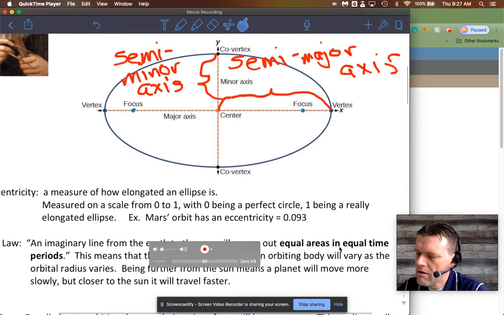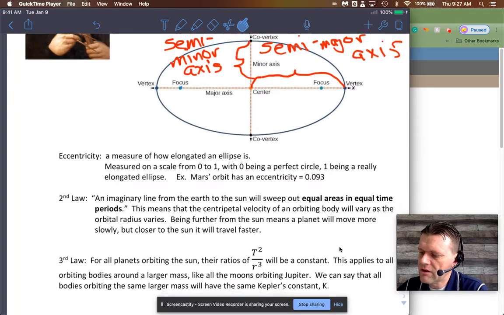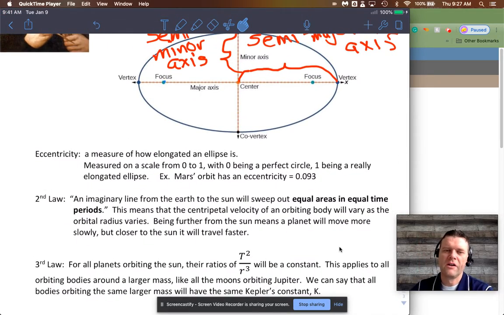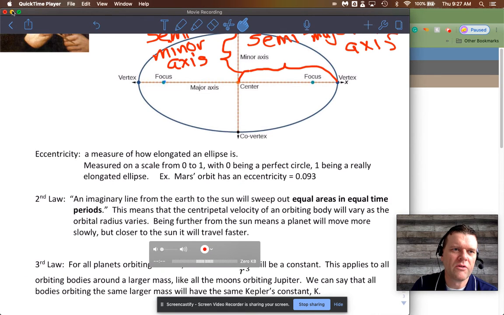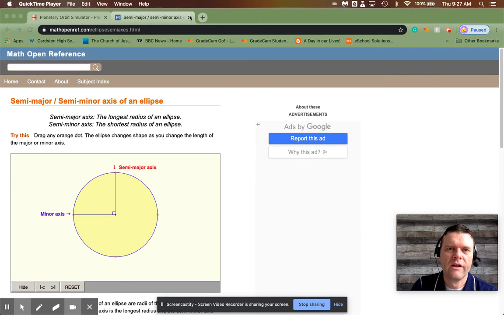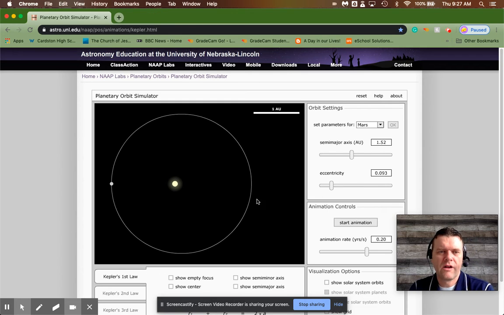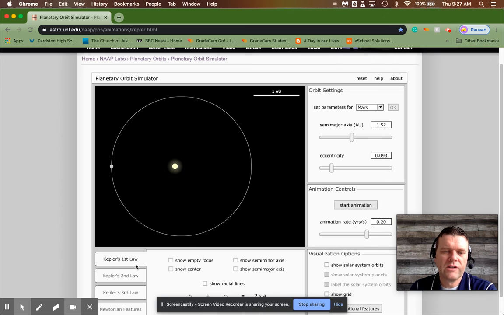So here, the second law, this one's really interesting. The second law is, I'll read it quickly. An imaginary line from the Earth to the Sun will sweep out equal areas in equal time periods. What does that mean? Now, it does mean that the orbital velocity will vary, but let me show you that in another animation here. This one here is an awesome simulator. I really like this. So actually, we can just review Kepler's first law really quick.